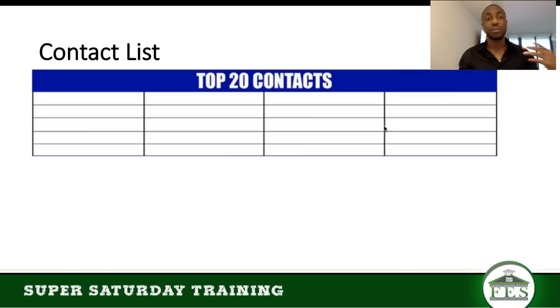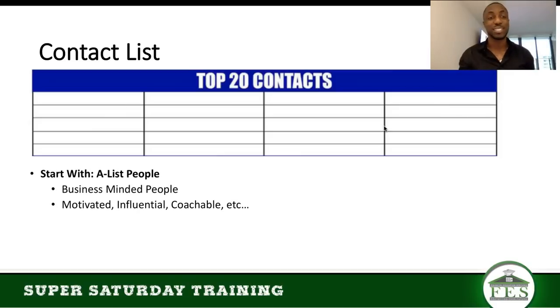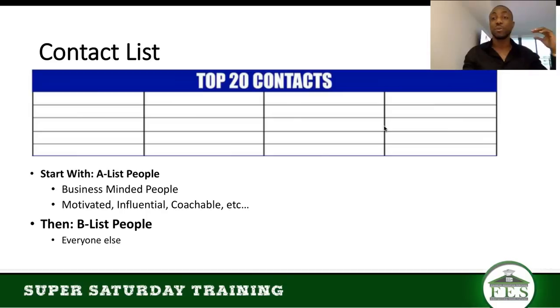Now you have an understanding of what you get paid every time you bring in a brand new agent. And the next thing we go to is the contact list. Start with your A list. There's your A list and there's your B list. Your A list are business-minded people. These are people who are motivated, influential, coachable. These are people who are just like you. You want to have your brand new prospect start writing down their list. Of course, the goal should be a list of 100 names, but we want to start with our top 20.